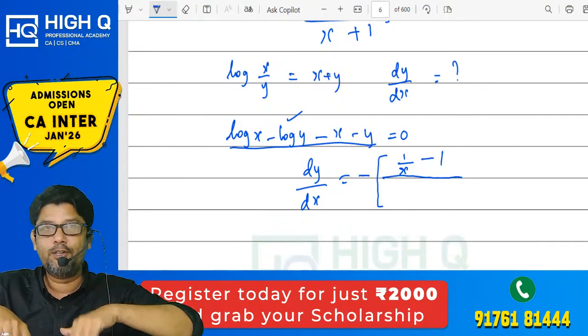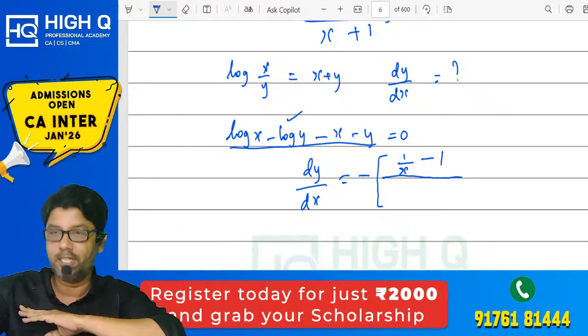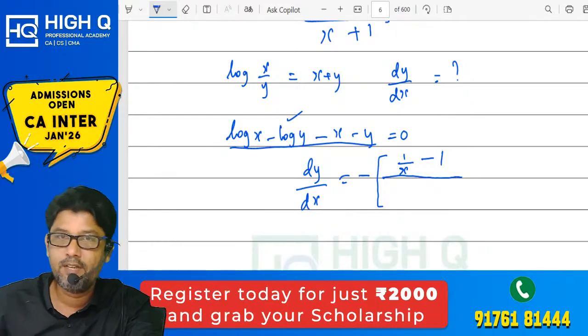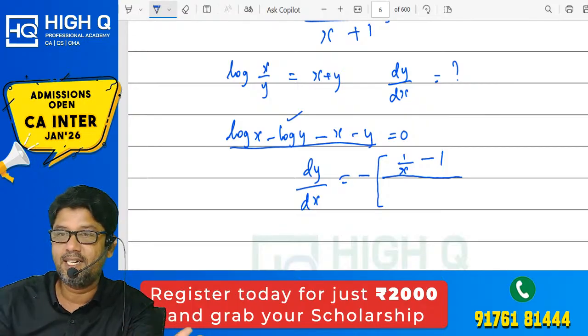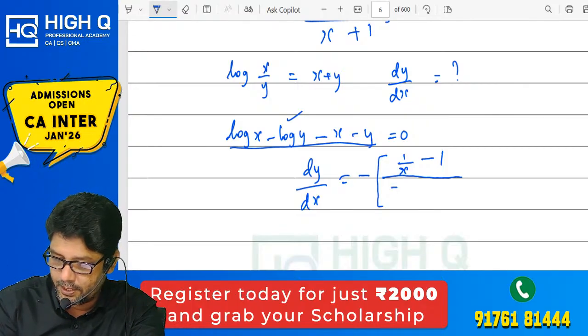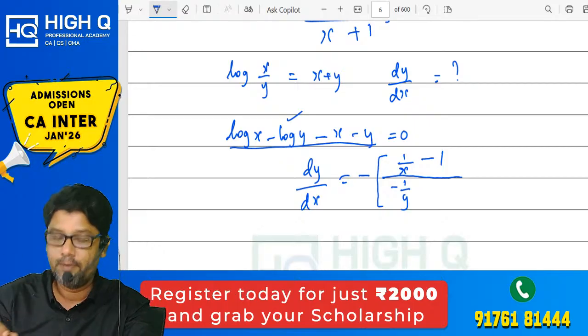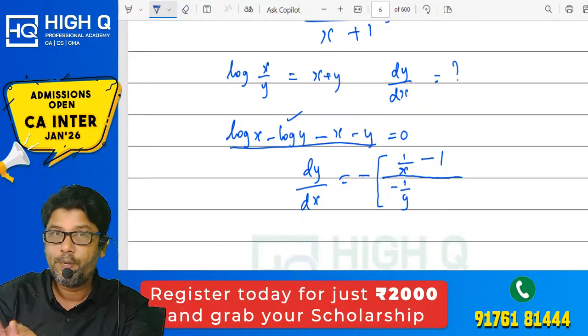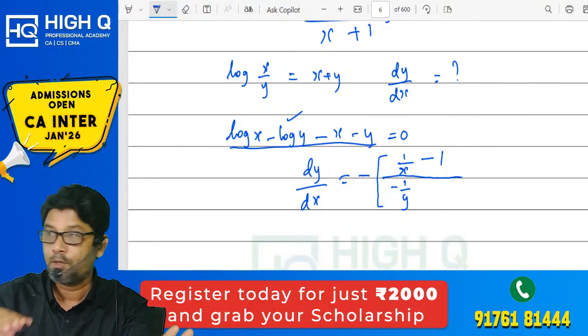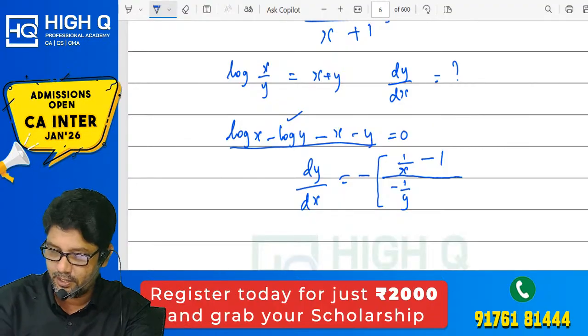Now here what we have to do is keep x constant and differentiate y. Do we have y in the first term? No. Leave it. Do we have y in the second term? Yes, sir. What is the derivative of log y? 1 by y. Since there is a negative sign, I am using the negative sign, minus. Next, do we have y in the third term? No, sir. Do we have y in the fourth term? Yes. What is the derivative of y? 1.